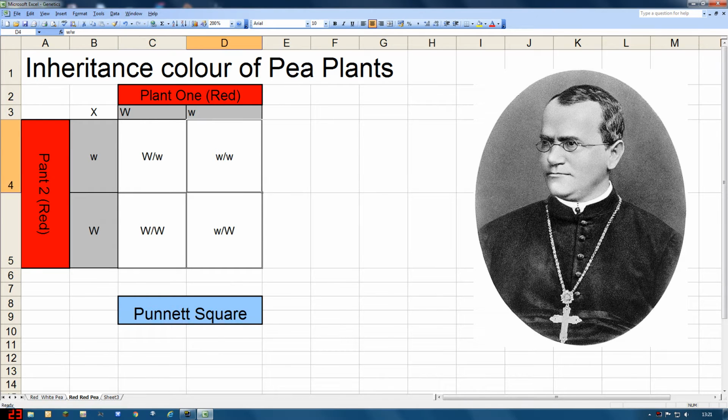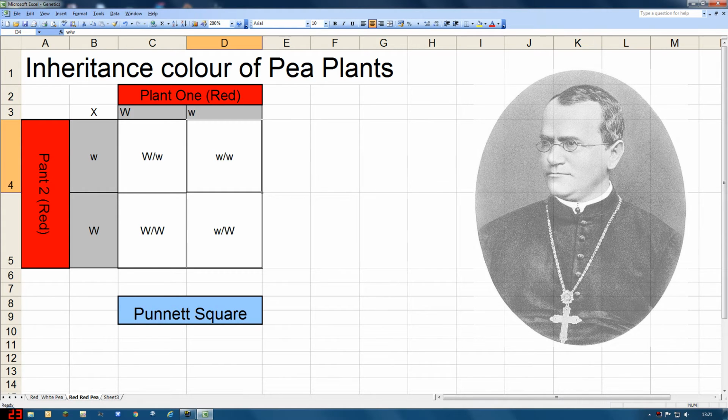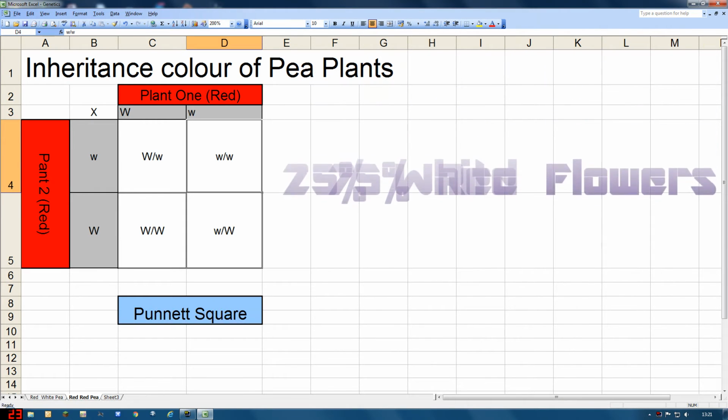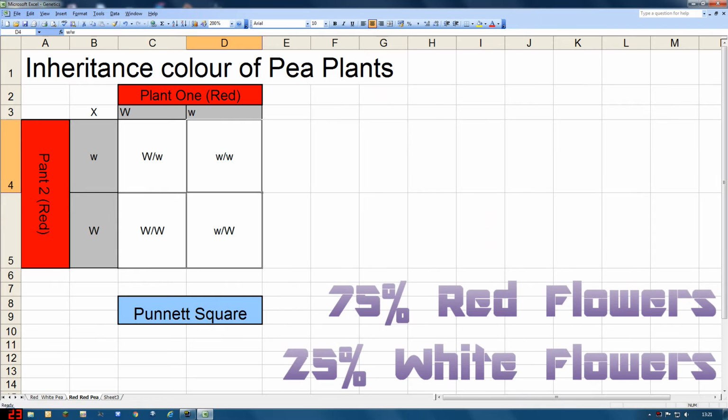However, this one over here would be white because it contains both of the two mutated and recessive white alleles. So in this particular pairing we would end up with 75% of the offspring being red and 25% of the offspring being white. So there's an outcome that we would know.